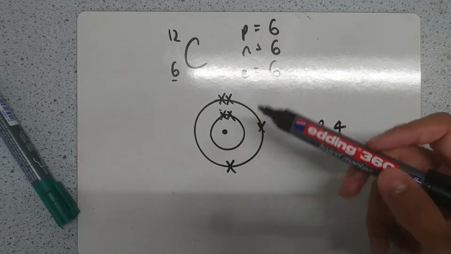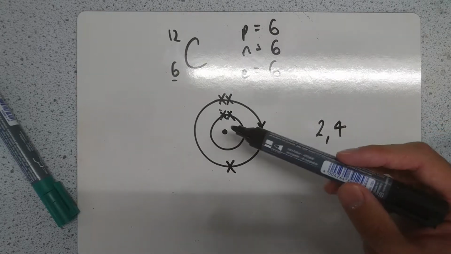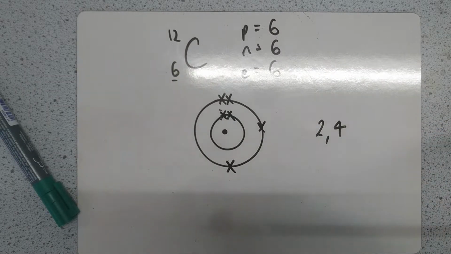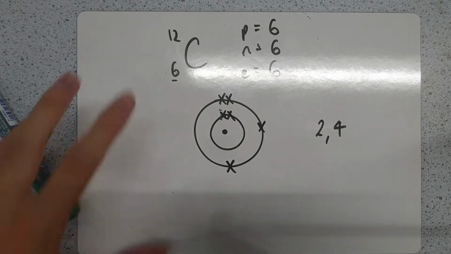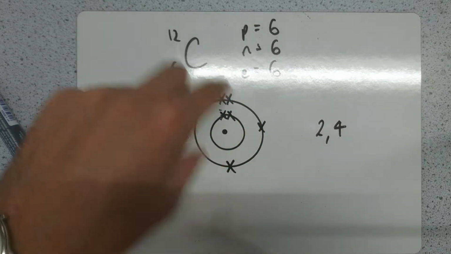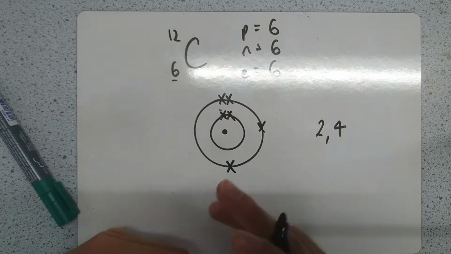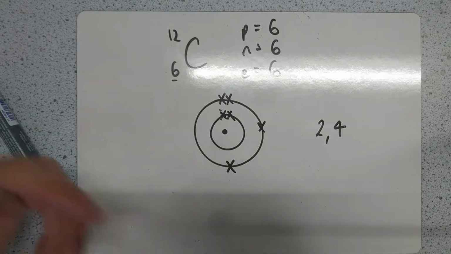How you put them around the shells doesn't really matter. I've drawn them in a way that helps later on, pairing up the electrons where I can, sometimes not, but I've paired them up here and there. It does not matter. As long as you've got 2 in your first shell and 4 in your next, it doesn't matter where you draw them. That would be carbon.